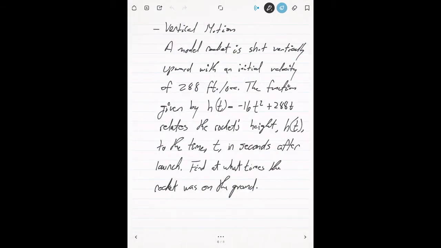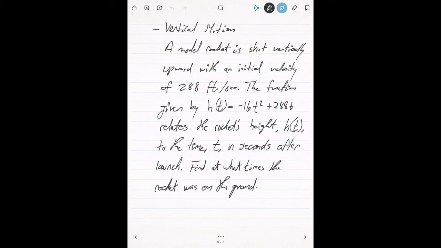Now let's go ahead and try an actual application problem. This is a very common one to come across in Algebra 2, intermediate and college algebra, as well as in an introductory physics course. We're starting by talking about a model rocket.